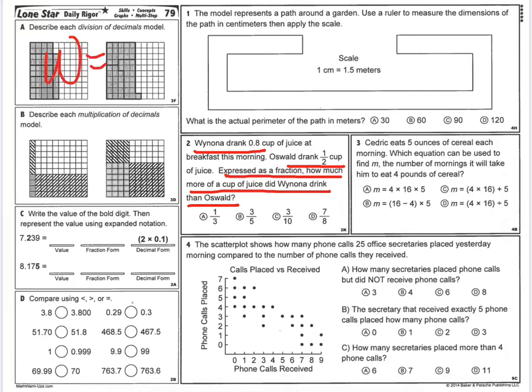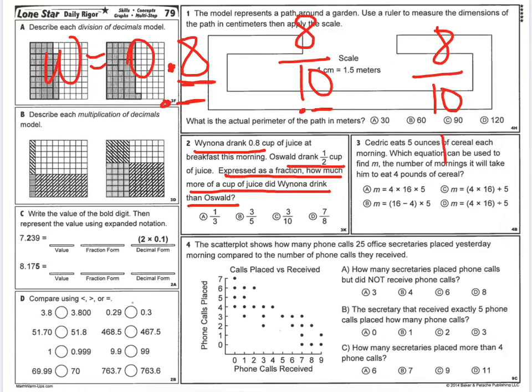So if Winona drank 8/10 of a cup, how do I write 8/10 as a fraction? Well, you write it like you say it. 8 what? Tenths. 8/10. Okay, decimal place value. Remember, the 1 is the decimal and the 0 is how many places you went over. So if she had 8/10 and Oswald drank half of a cup, we're finding how much more she drank than him, so we have to subtract.